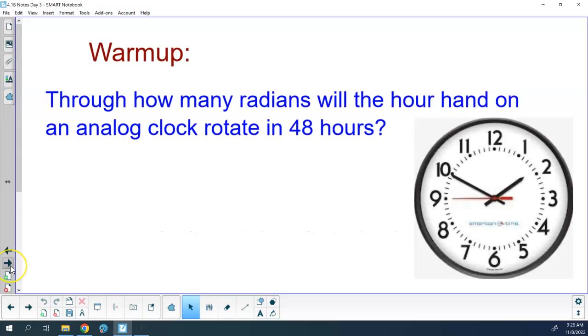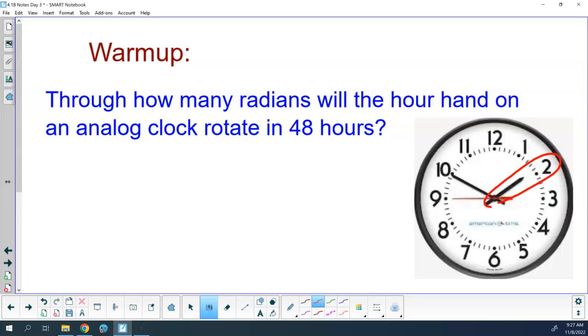All good things. Okay. So the warm up for today is how many radians will the hour hand of an analog clock rotate in 48 hours? More time? Okay. So first off, this is the hour hand. I don't know if you guys know that. It points to the hour. Right now it's saying that it's 10 to 2. So how many laps does that hour hand do in 48 hours?